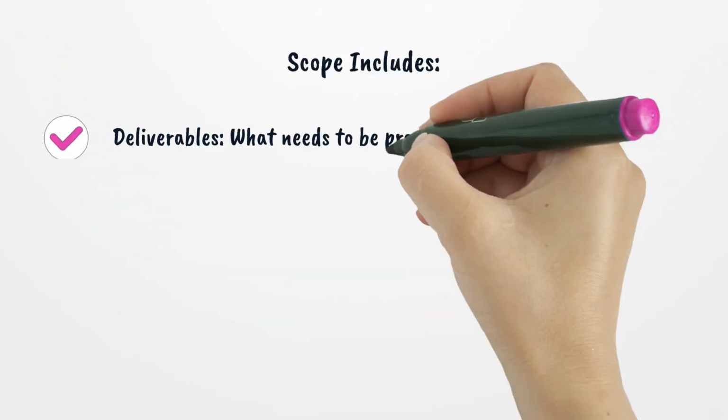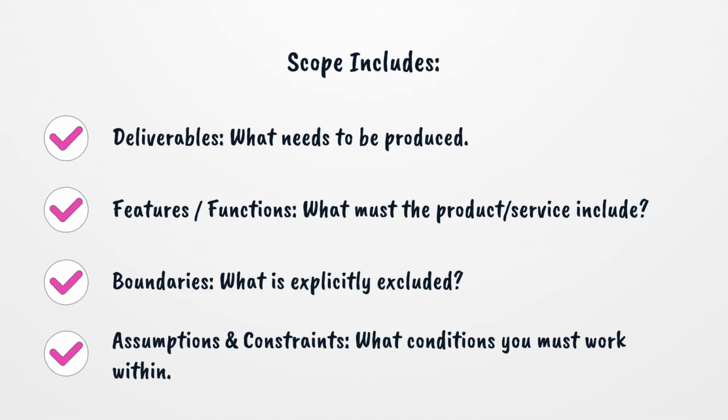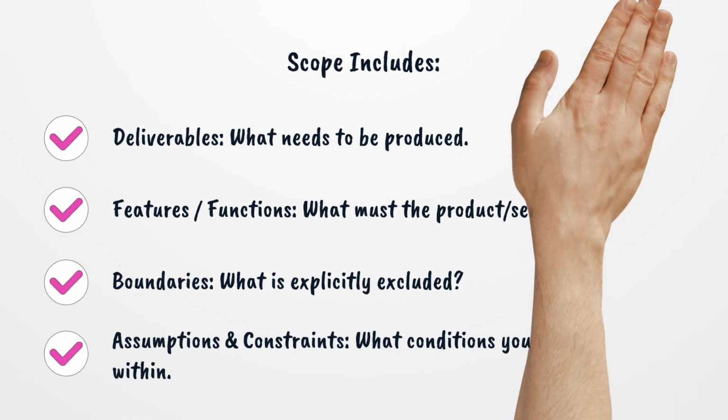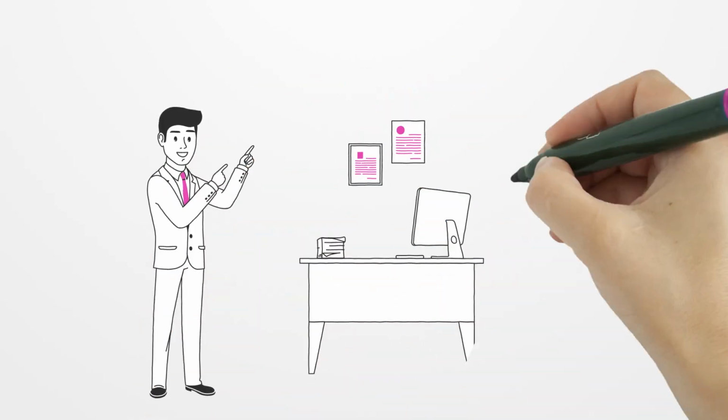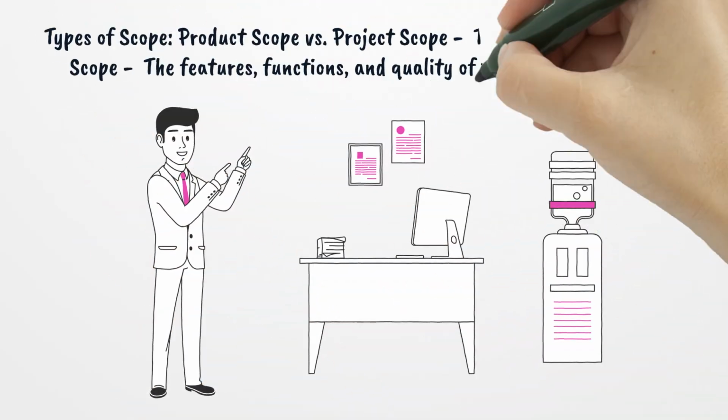Scope includes deliverables, what needs to be produced. Features/functions, what must the product/service include. Boundaries, what is explicitly excluded. Assumptions and constraints, what conditions you must work within. Types of scope, product scope versus project scope.